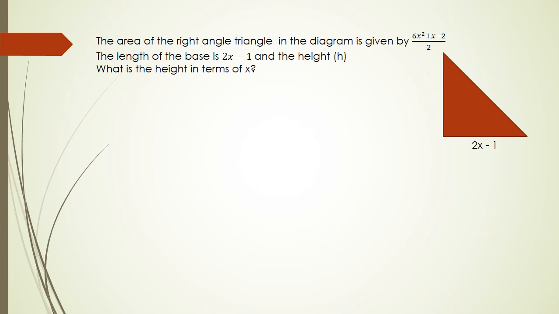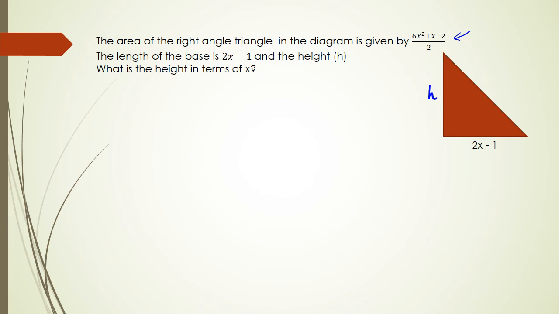Alright, hopefully you've had a chance to actually have a go with this question. Basically what we have is the area of the right angle triangle is given by this particular formula right here. We know that the length of the base is 2x minus 1, and the height is h, so we're going to write this as h. The question is, what is the height in terms of x?